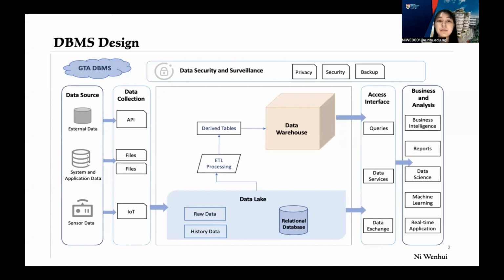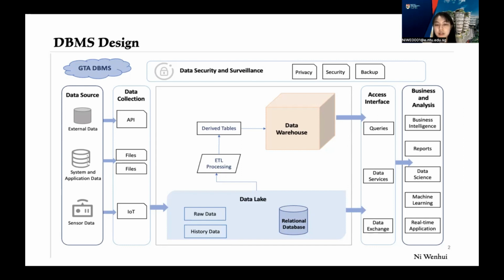The first part of our database management system is the data source and data collection. The data in our DBMS can be mainly divided into three different categories. The first is external data, which includes data like weather, road conditions, and public transport. This kind of data can be collected through specific APIs. The second data source is the system application data, which is mainly from the data building, like the customer data and order data. This data can be collected through the files within the applications. And the last data source is the sensor data, including the GPS sensor data, radar sensor, and any other sensor data. This kind of data can be collected through IoT technology, which is the Internet of Things.